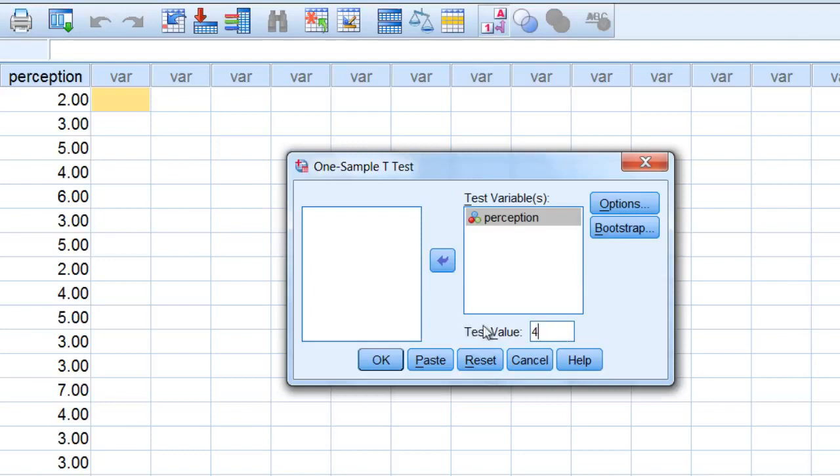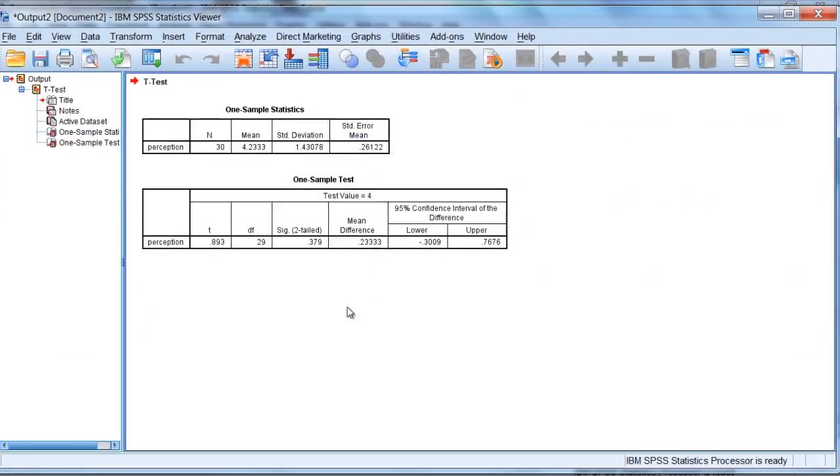Remember, it's very important to always put the test value in this box, not to leave it as the default value of 0, unless 0 happens to be what you're testing against. But this is a very common mistake. So be sure to put the population mean in the test value box here. That looks good. So next let's click OK.